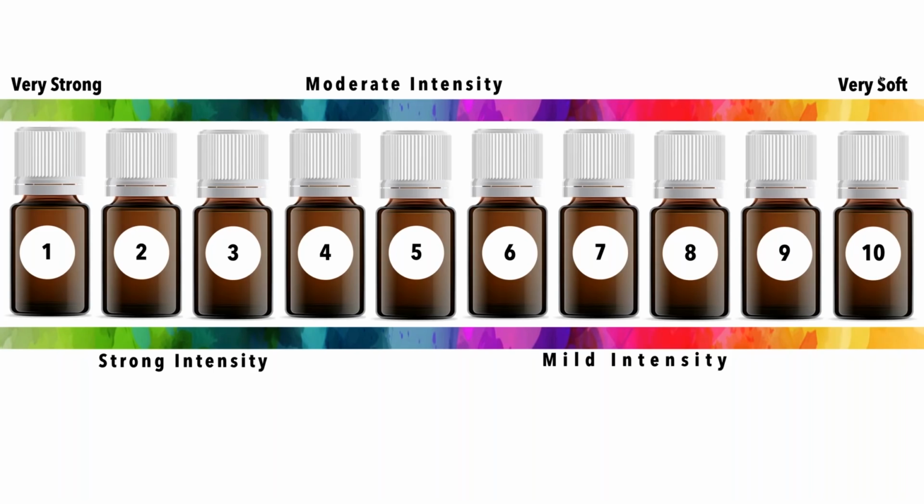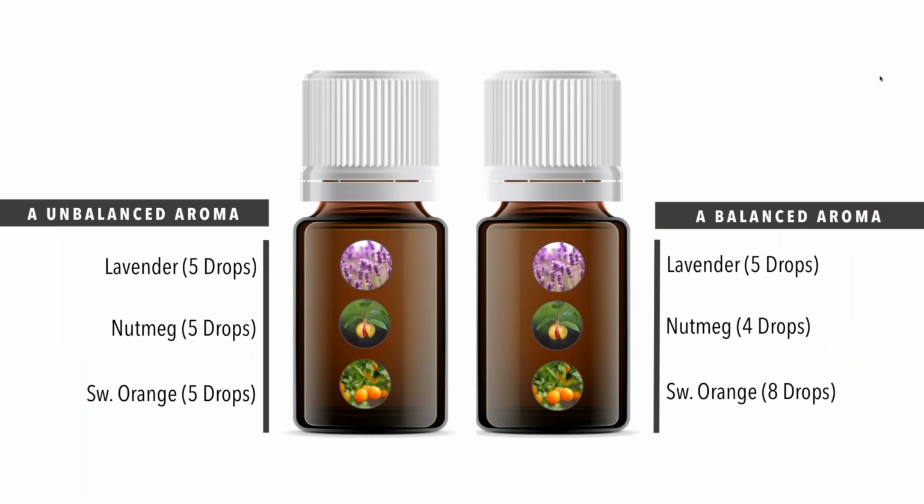For example, lavender essential oil is 5 on the intensity scale, while nutmeg is 4, and sweet orange is 8. Now hold on to those numbers because you're going to see them appear next. So now, if you add 5 drops of lavender, 5 drops of nutmeg, and 5 drops of sweet orange, you already recognize that you're probably going to smell too much nutmeg.